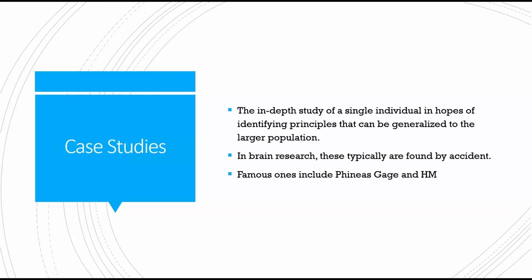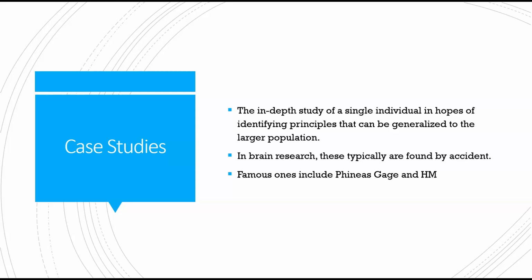The first one we're going to talk about are case studies. And to quickly review what case studies are, they're the in-depth study of individuals in the hope of deriving principles that can be generalized to the larger population. The damage caused to the specific case studies are typically accidentally done, or at least they were not intended to cause the results that they did. Some of the more famous case studies when we're talking about brain research include Phineas Gage and HM.